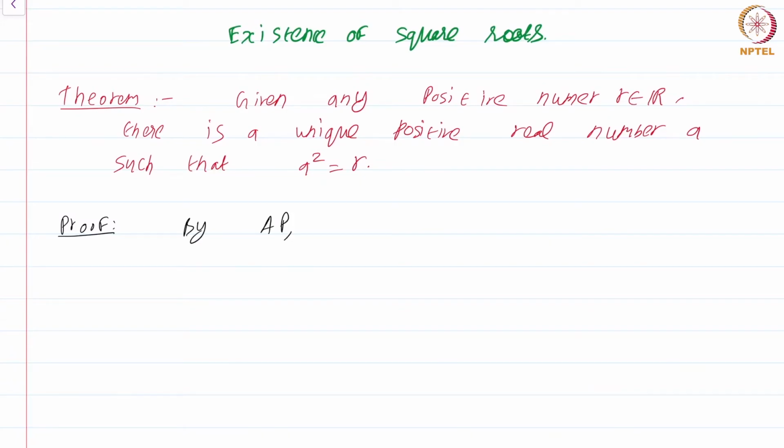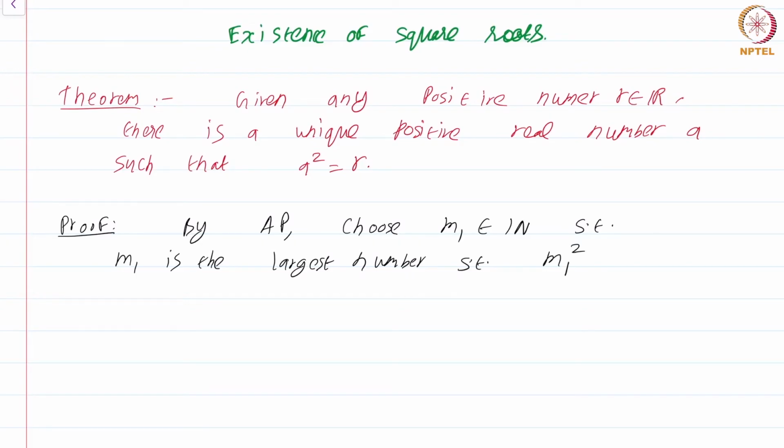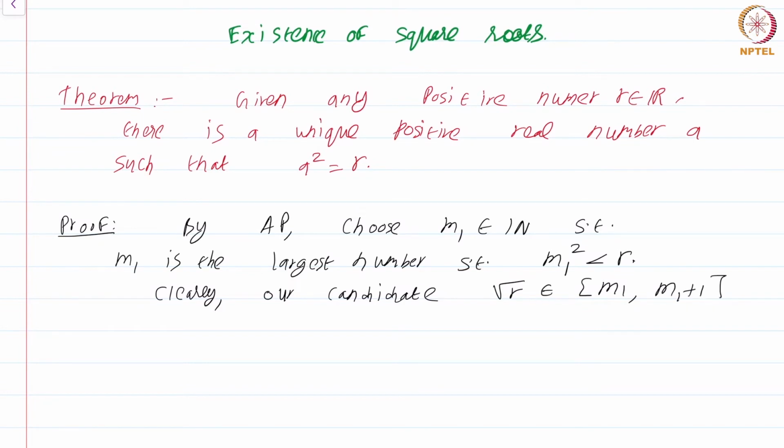By Archimedean property, choose m1 in the natural numbers such that m1 is the largest number such that m1 squared is less than R. So, there will always be a largest natural number such that m1 squared is less than R. Now, clearly our candidate square root of R lies in this interval m1 comma m1 plus 1, because by hypothesis m1 plus 1 the whole squared has to be greater than or equal to R.